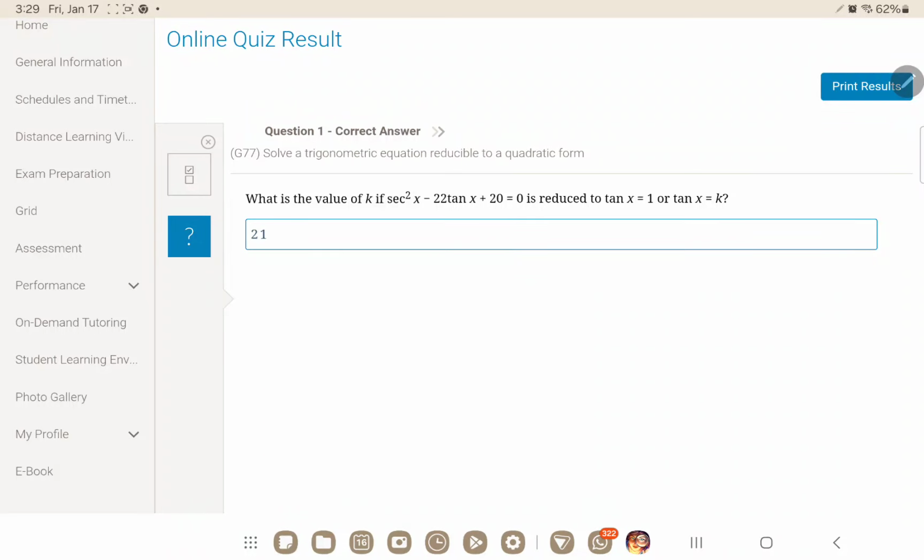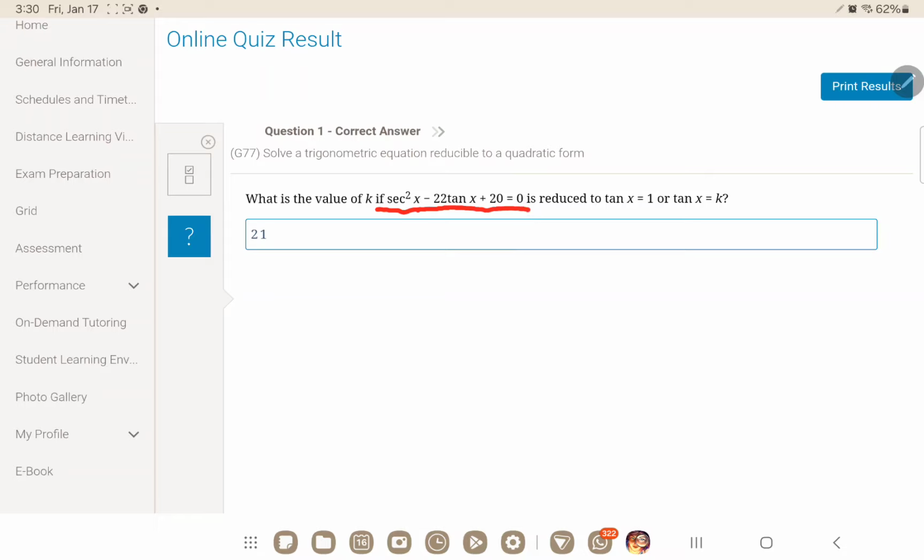Everyone, so today we're going to be doing the geometry 4.6 quiz for the periodic. It's not that hard, this one. It's mostly about trigonometric ratios and equations. Let's start. First question, what's the value of secant squared x minus 22 tan x plus 20 equals 0 when it's reduced?